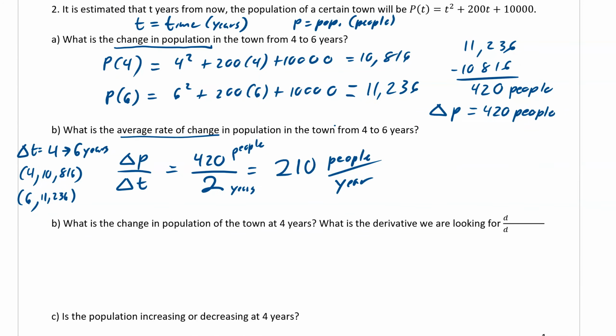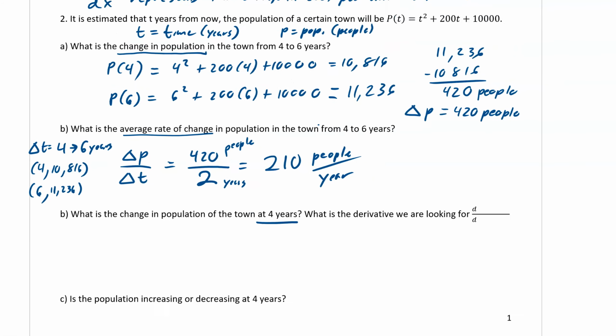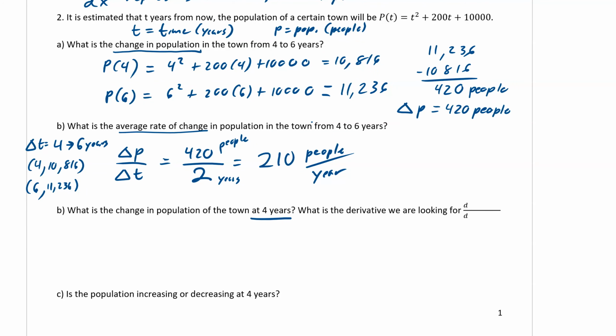So now the question is going to change a little bit, and now it says, what is the change in population at 4 years? So now we're looking at an instantaneous rate, and that becomes our derivative. So what they're asking you to find is P prime of 4. And again, this is dP over dt, so we already know our units will be the same as before, people per year, because that's what we're looking at, derivative of P with respect to T.